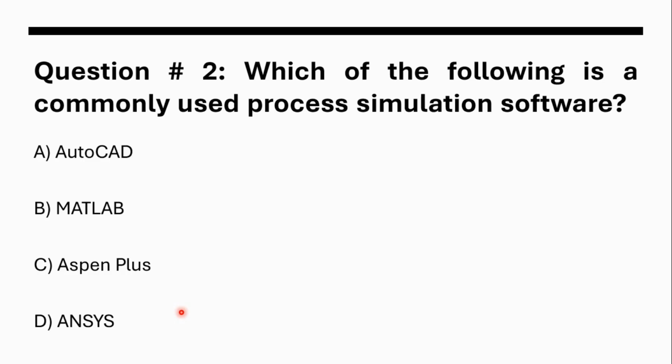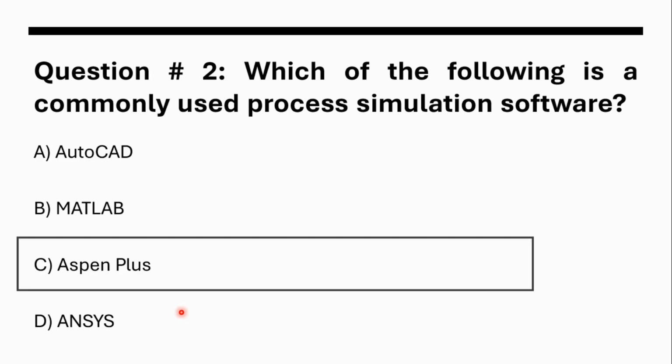Moving to question number 2: which of the following is a commonly used process simulation software? Options are A. AutoCAD, B. MATLAB, C. Aspen Plus, and D. ANSYS. AutoCAD is not a simulation software. MATLAB is a programming software, and Simulink is used primarily for simulations in MATLAB. ANSYS is a 3D model builder. So accordingly, our right answer is Aspen Plus or Aspen HYSYS or Aspen-related things. Among these, Aspen is our correct answer.